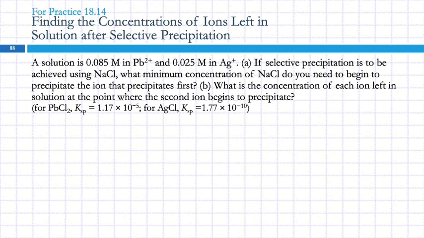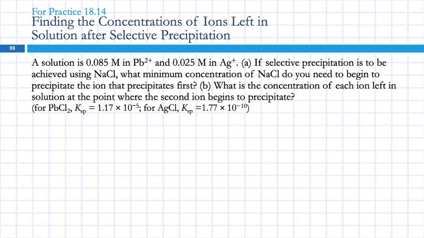We can also look at what are the concentrations of the ions that are left in the solution after selective precipitation. So this solution has lead 2 ion and silver ion, and we're asked two questions. Let's just look at the first one. If selective precipitation is to be achieved using sodium chloride, what minimum concentration of sodium chloride do you need to begin to precipitate the ion that precipitates first? Which ion precipitates first? Lead or silver? Silver. It has the smallest KSP. The silver is going to precipitate first.